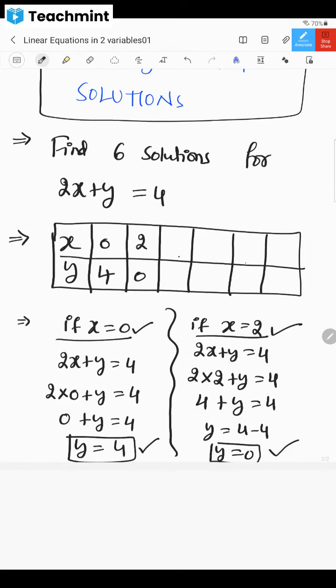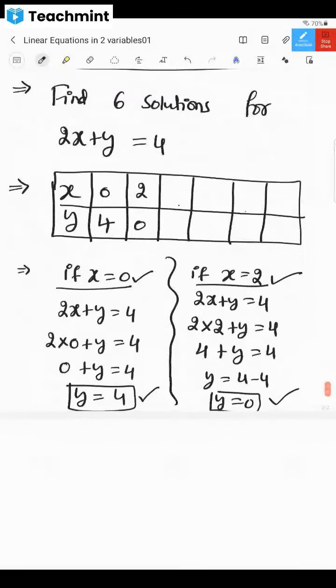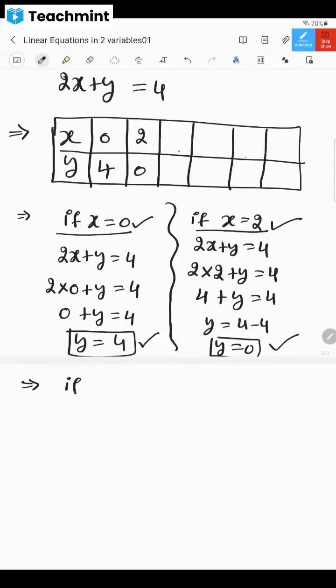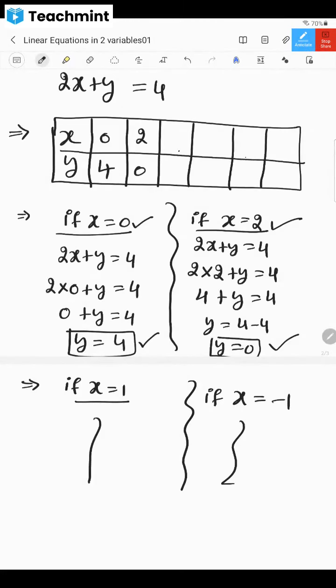So like that, if I want six solutions, can you carry this forward? Keep on doing, dear children. For example, if x is equal to 1, what is the value of y? You find out. And similarly, fourth one: already I have taken 0, I have taken 2, I have taken 1. Now take minus 1. If x is equal to minus 1, what is the value of y? Please do both of these.